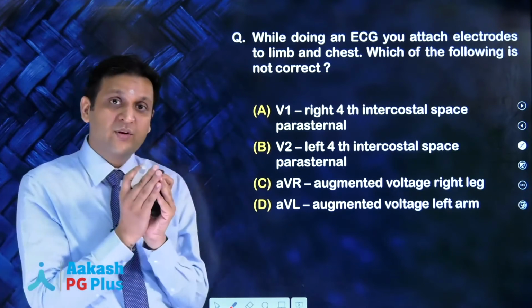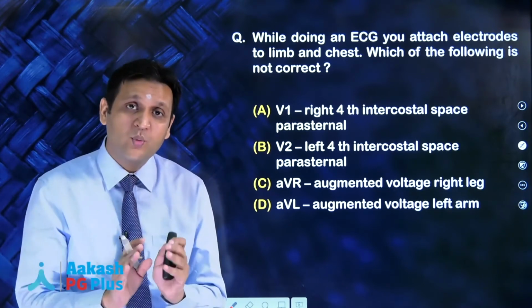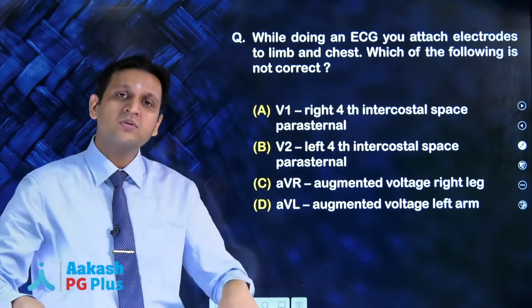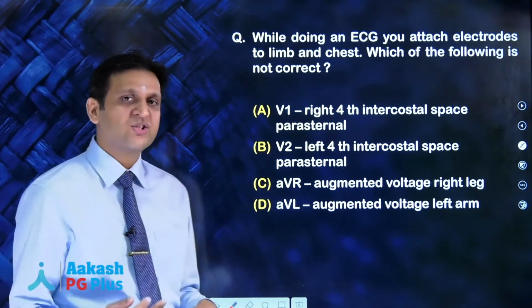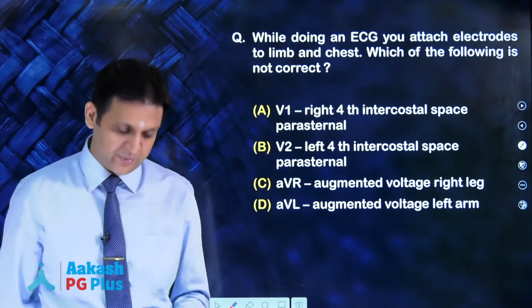Everything comes to the AV node. They wait at the AV node. Once they get permission, then they go down and depolarize the ventricles. Fine. So let's move on to the next question before we move on to the next topic.